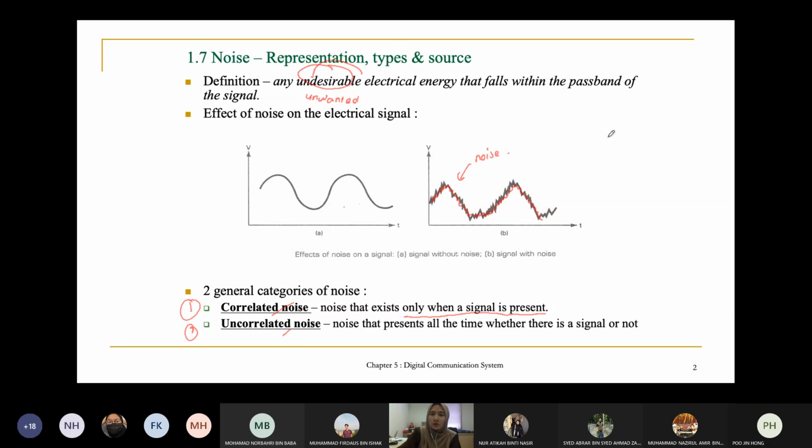Okay, so what it means is, for example, you have a system. This is your input, this is your output. For correlated noise, the noise exists when there's a signal, when there's an input. For uncorrelated noise, the noise is present all the time, whether you have an input going into the system or you don't. Okay, so that is the difference between correlated noise and uncorrelated noise.